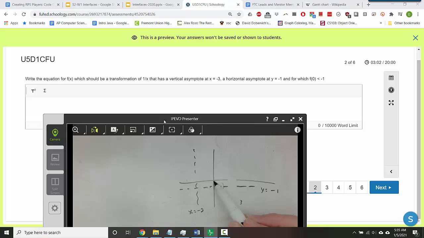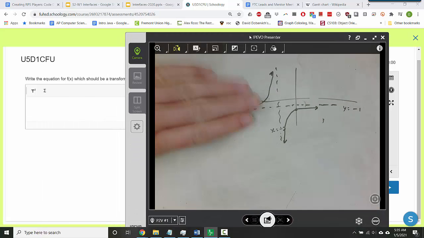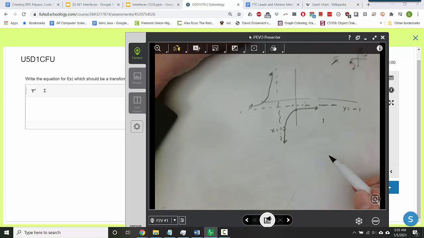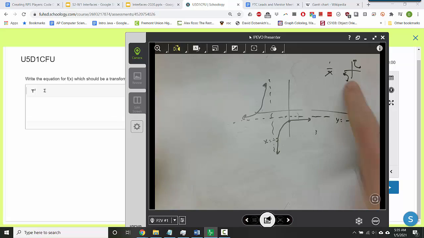So here's f of 0, and here's negative 1. So if f of 0 is less than negative 1, then I've got a point down there, which should mean that my curve looks like this. And something that I'm noticing is that's actually flipped from the regular 1 over x function, which looks like this. So I think I've got to do a couple of transformations.